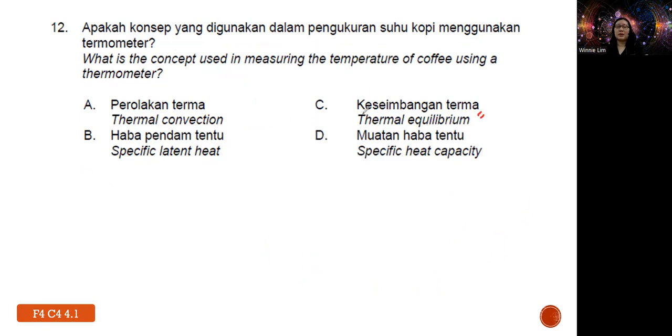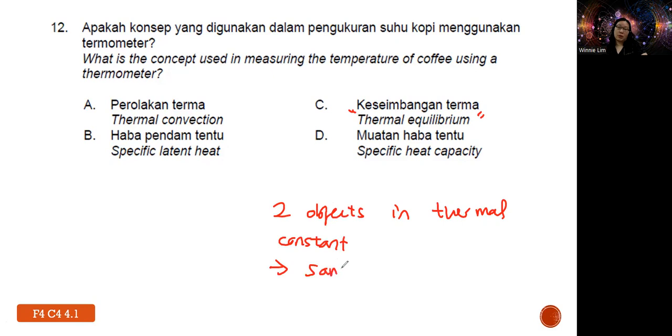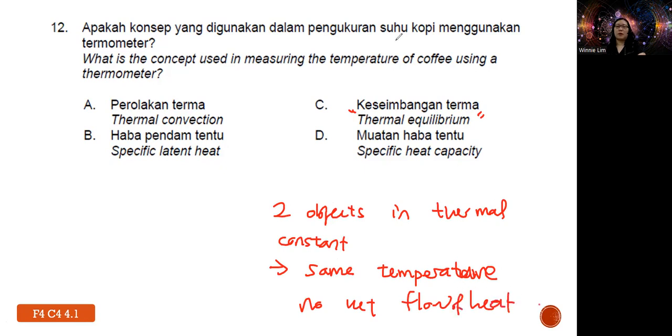What is the meaning of thermal equilibrium? When two objects are in thermal contact, we'll have the same temperature and also no net flow of heat, okay? No net flow of heat between the two objects. Okay, so move on. 13.